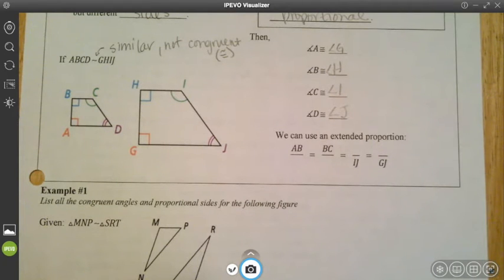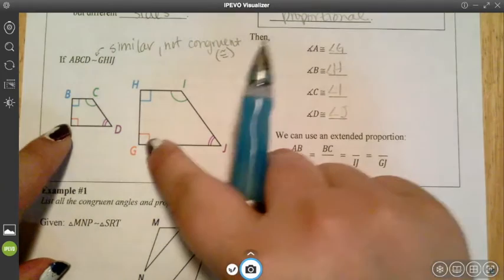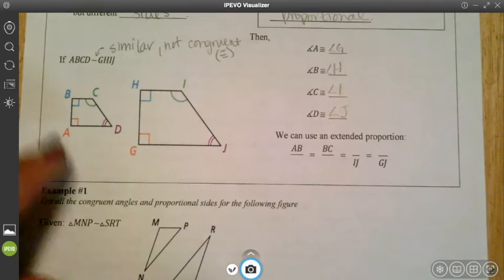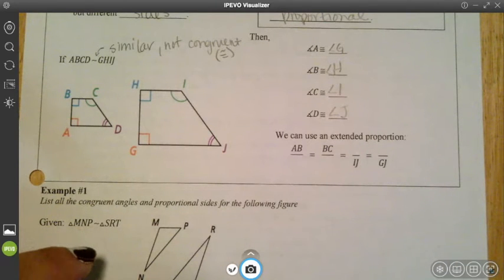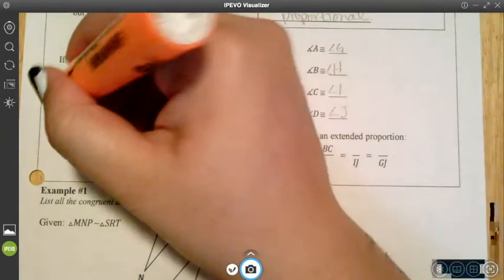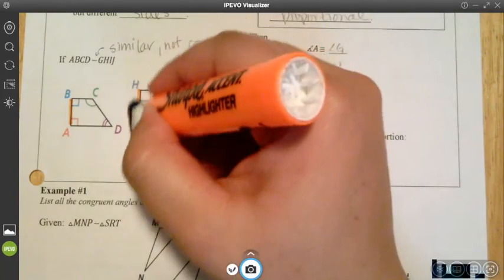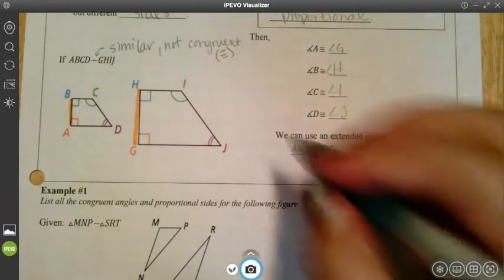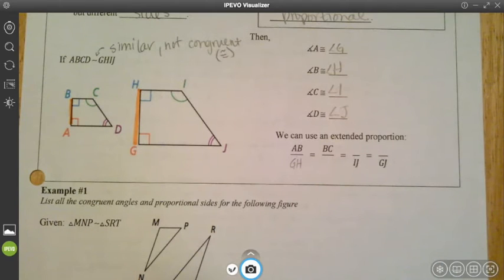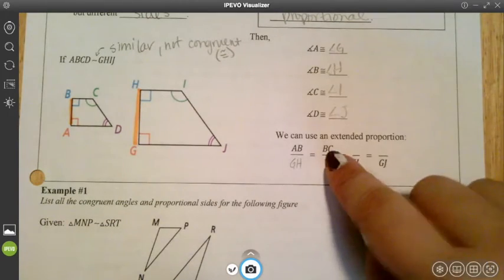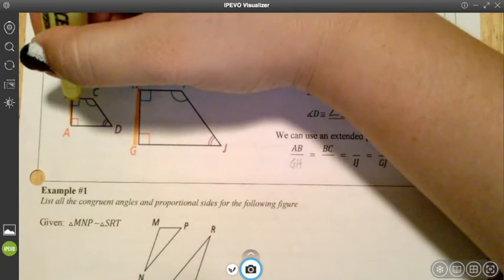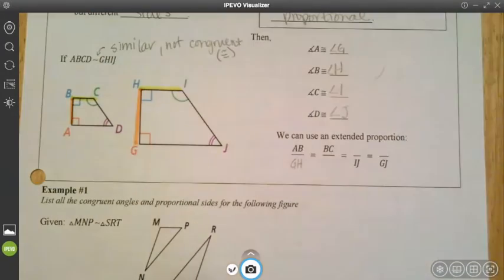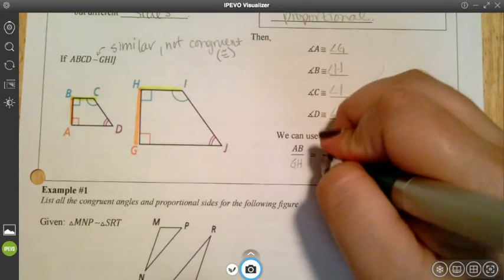Now, for side lengths, we don't have congruences, so I can't mark congruences on my diagram here. However, I can use colors to make it easier to see where corresponding sides are. So for example, I can say AB is between the two right angles, then GH is between the two right angles. So GH is what I would set up with my ratio. The two corresponding sides are in the ratio together. And then I'm looking at BC. So here is the right angle to one congruence mark. Right angle to one congruence mark is HI.